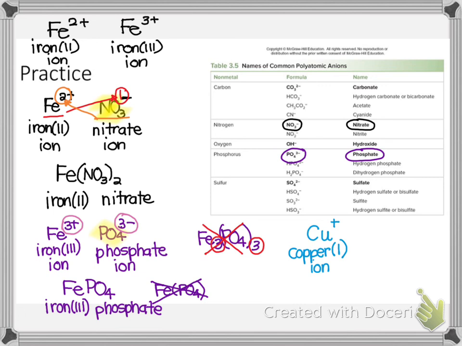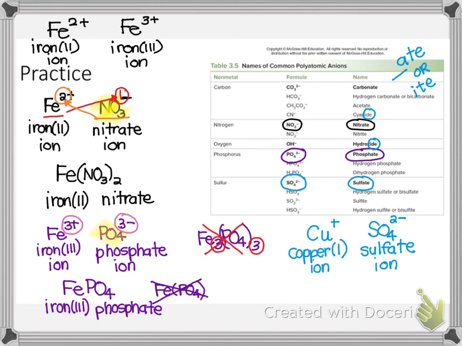So copper can be a 1 or a 2. If it's a 1+, its name is copper 1. And then I want to put it with sulfate. Sulfate is SO4 2-, and it has the name sulfate, which is a memorizing thing. Most polyatomic ions end in ATE or ITE. Most do, if you look at their names. There are 2 common ones that end in IDE: cyanide and hydroxide. So those 2 do have IDE, just like the nonmetals.